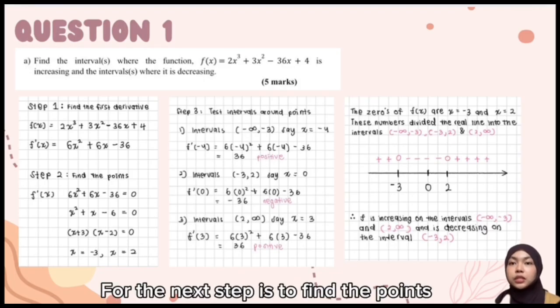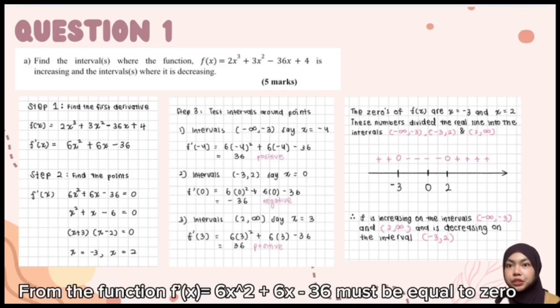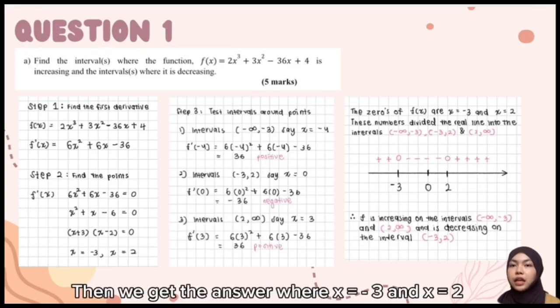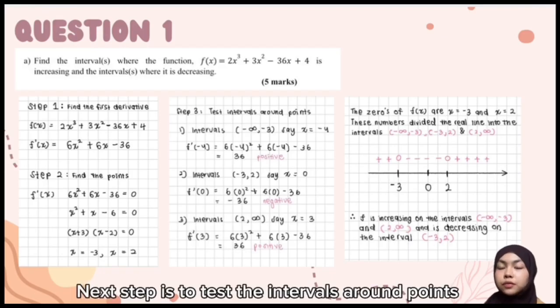The next step is to find the points where f prime x, 6x squared plus 6x minus 36, must be equal to 0. Then we can divide it by 6 and factor it. Then we get the answer where x equals -3 and x equals 2. The next step is to test intervals around the points.